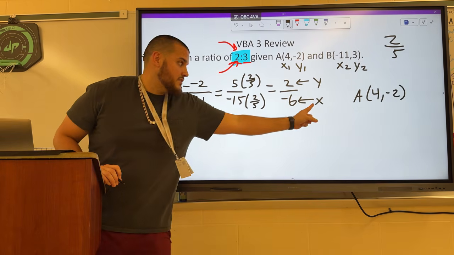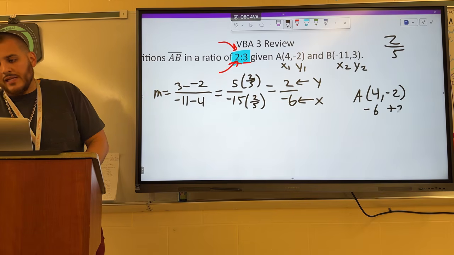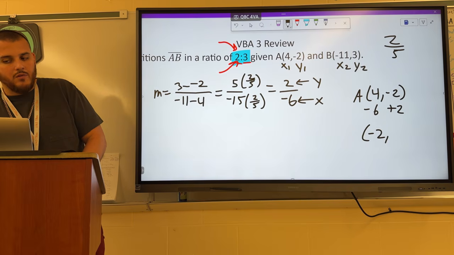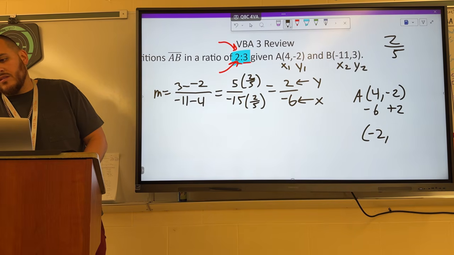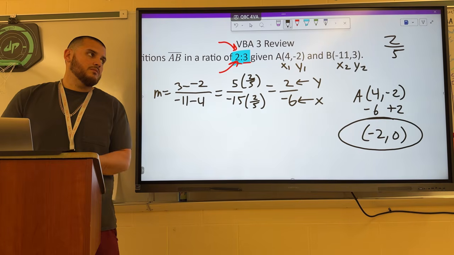Then again, the negative 6 came from the X's, so I'm subtracting that from the X coordinate of 4. 2 came from the Y's, I'm adding that to the Y coordinate there, and that leads me to this partitioning point, which would be located at negative 2, that's 4 minus 6, negative 2, and then 0. Negative 2 plus 2 gives me 0. That is my partitioning point.